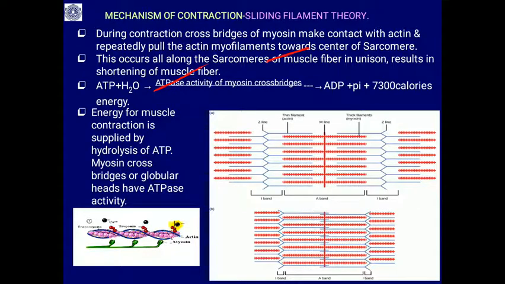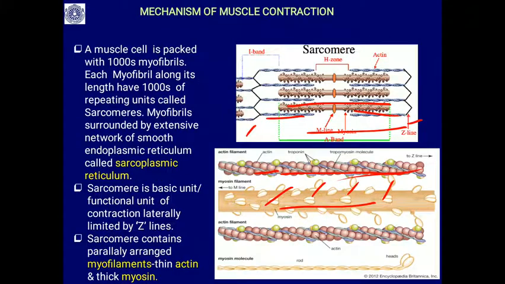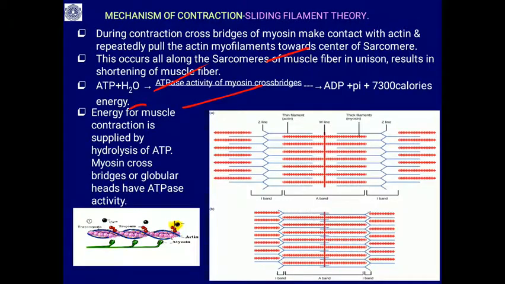This is an energy requiring process. ATP plus water: ATP is required for the activity of the myosin cross bridge. You have studied that the myosin cross bridge has ATPase activity. It binds with ATP and hydrolyzes it, releasing energy that helps the cross bridge to make contact and pull the actin, utilizing the energy released by the hydrolysis of ATP.